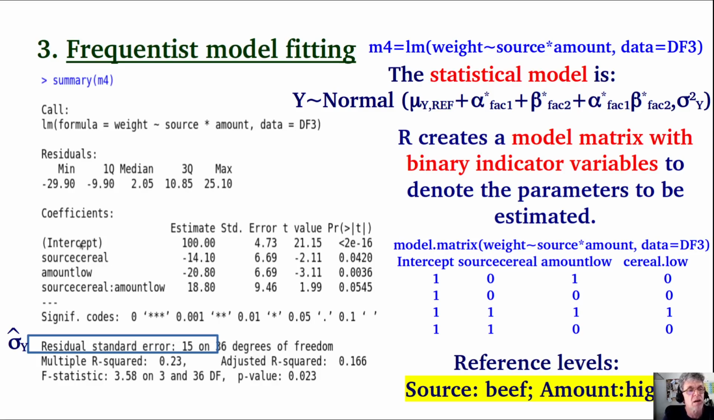Now the following term, source cereal, is the differential of means when we change from the reference level beef to the other level, cereal, while keeping the reference level of the other explanatory variable at high. So this is the difference of means for that situation, and this p-value tells us that that specific difference of means is statistically significant. Amount low reflects the differential of means, which in this case is negative, saying that when we change from amount high, the reference level, to amount low while keeping the reference level of source at beef, we obtain a difference of minus 20.8 that happens to be statistically significant.